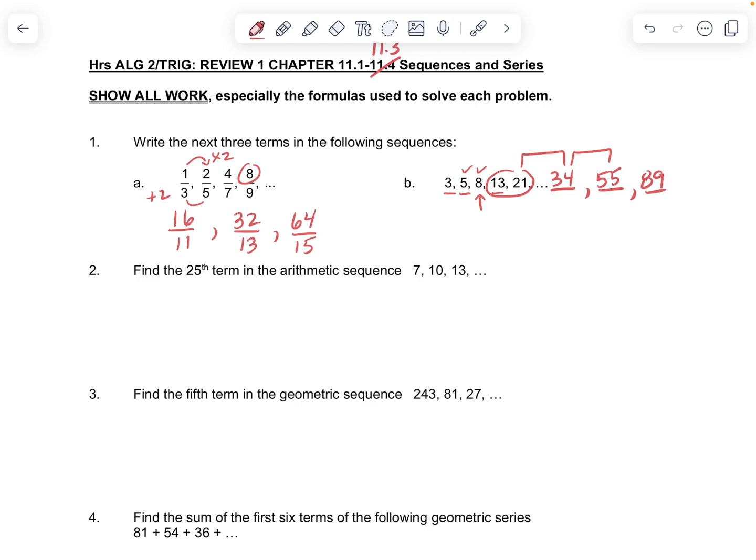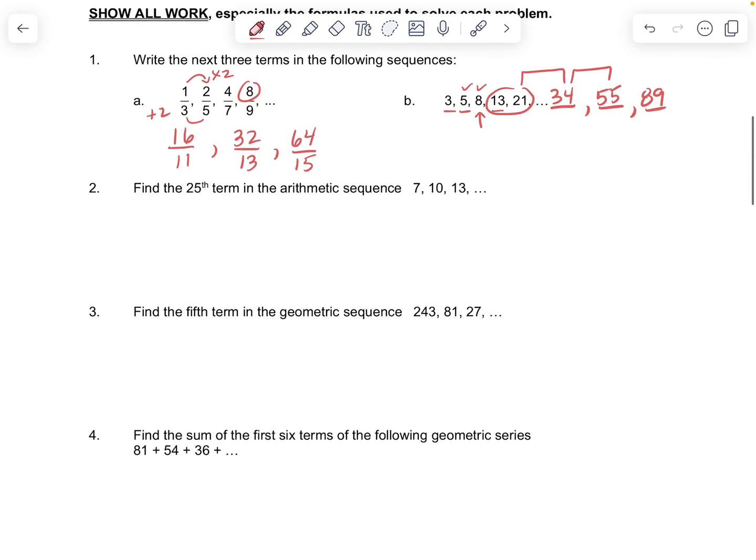All right, number 2, find the 25th term in the arithmetic sequence. Now, you guys, on these, we really want you using the formulas. We don't want to see a whole bunch of numbers written out up to number 25, right? Because what if we gave you the 1000th term? You would never have time to do that. So you want to look for some keywords on this one.